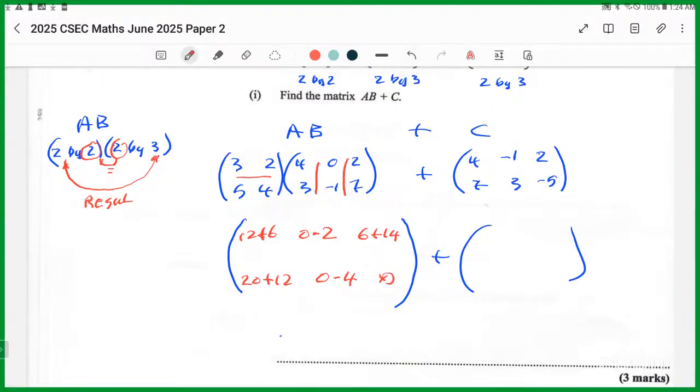But the last value out here is positioned in the second row, third column. So multiply this second row by this third column. First element times first element, second element times second element. 5 times 2 is 10. 4 times 7 is 28.